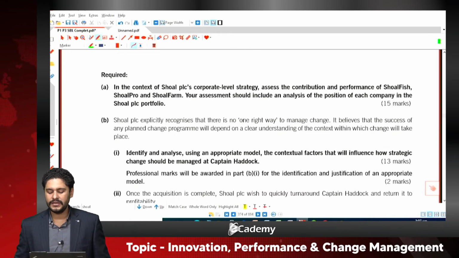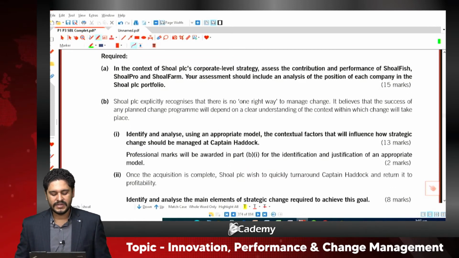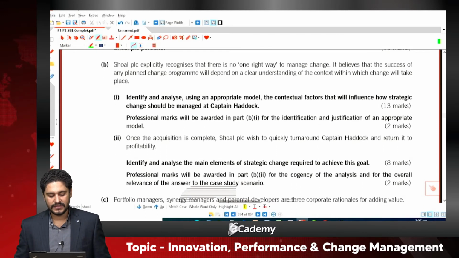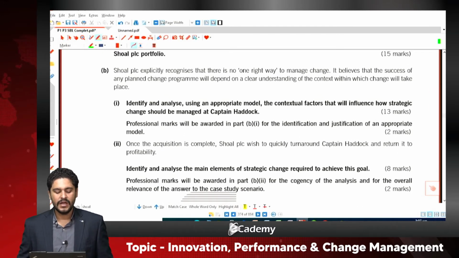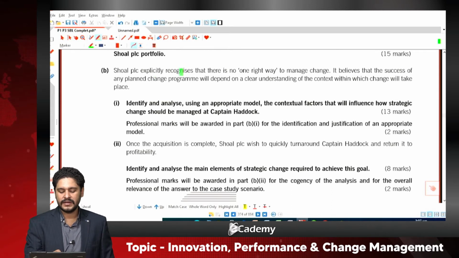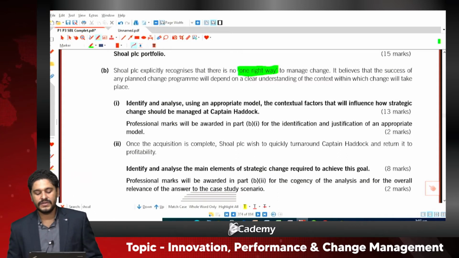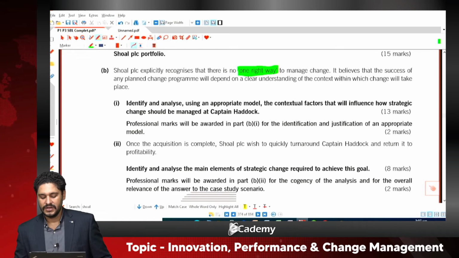Now I'm not reading the first part of the question. I'm just going through the second part so that we can solve the second part of the question. Shoal PLC explicitly recognizes that there is no one right way to manage change. It believes that the success of any planned change program will depend on a clear understanding of the context within which the change will take place.